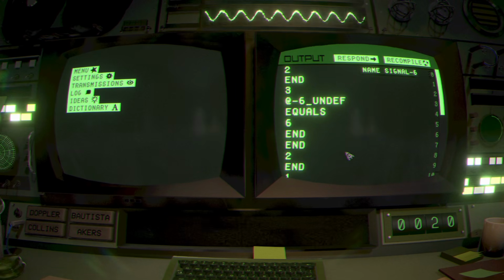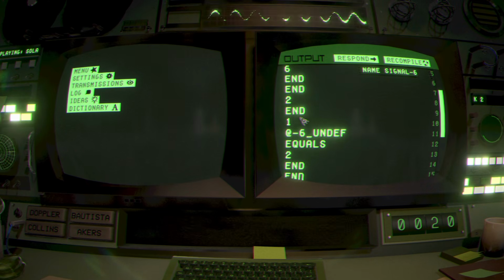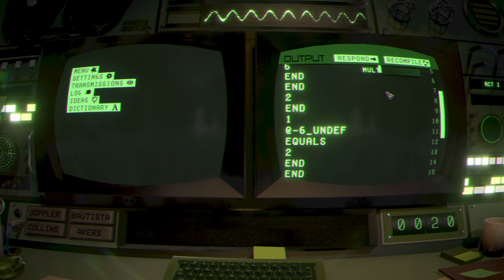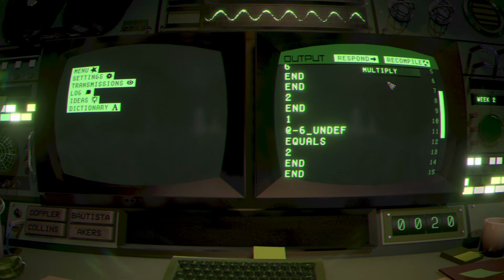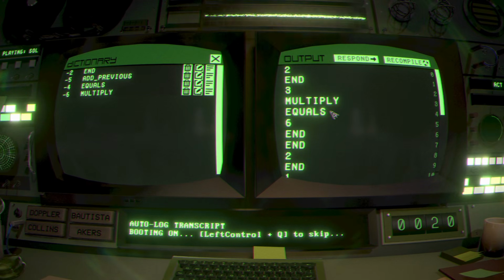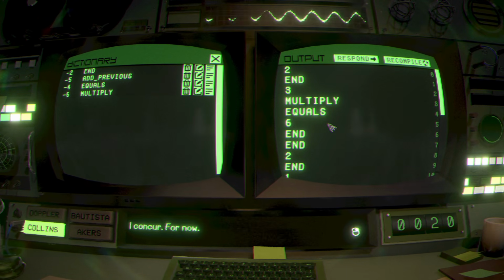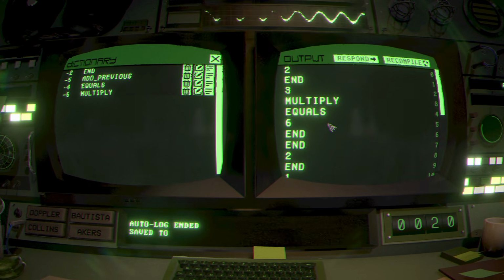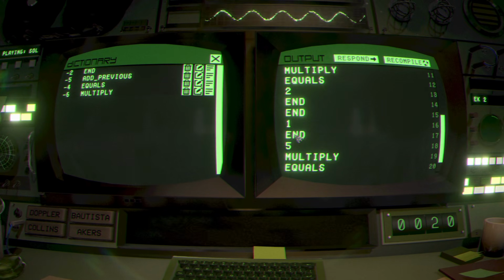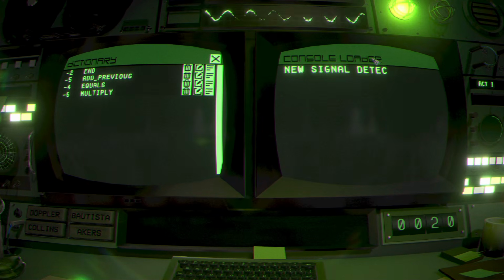Okay. So we got, I think this is multiplication, right? 2 and 3 equals 6. 2 times 3 is 6. We got 2 and 1 is 2. Right, so let's name this mult. Or multiply, I guess is fine. So we got a new one in our dictionary. Multiply, multiply, multiply. Looks good to me. I concur, for now. Alright, 2 and 3, multiply that is equal to 6. 2 and 1, multiply is equal to 2. 1 and 5, multiply is equal to 5. Boom.